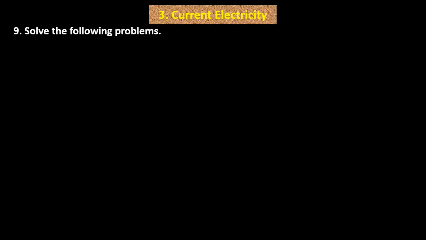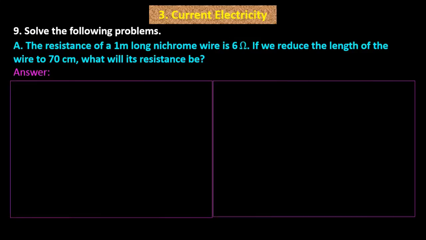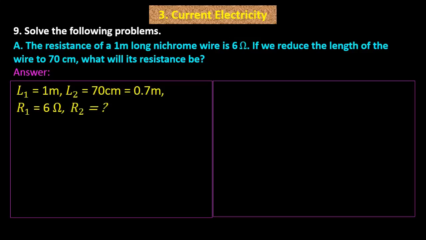Question number 9. Solve the following problems. A. The resistance of a 1 meter long nichrome wire is 6 ohm. If we reduce the length of the wire to 70 cm, what will its resistance be? Answer. L1 is equal to 1 meter, L2 is equal to 70 cm is equal to 0.7 meter. R1 is equal to 6 ohm, R2 is equal to what?